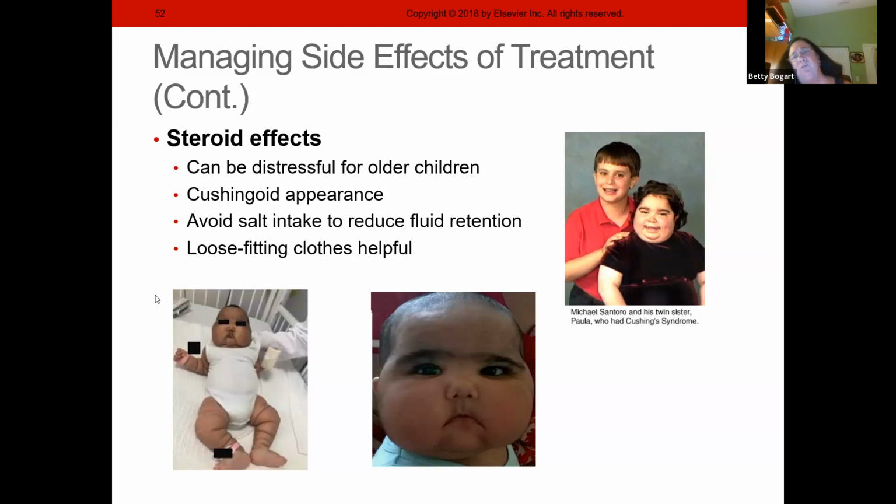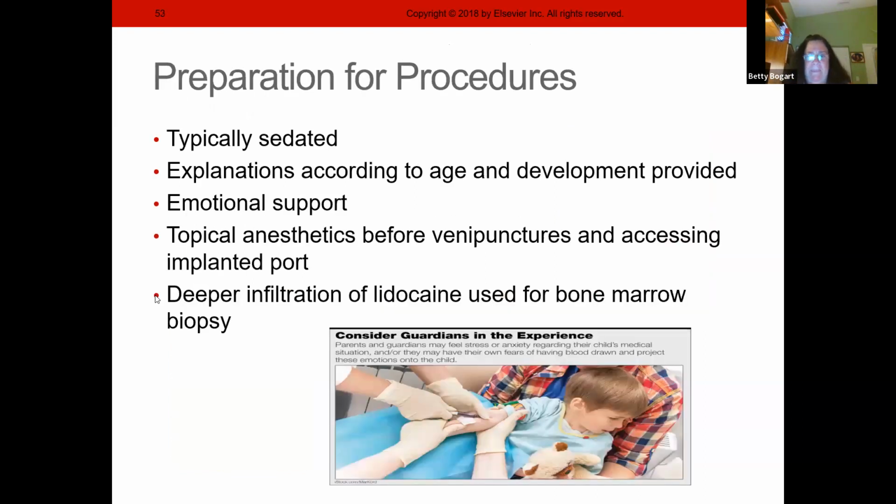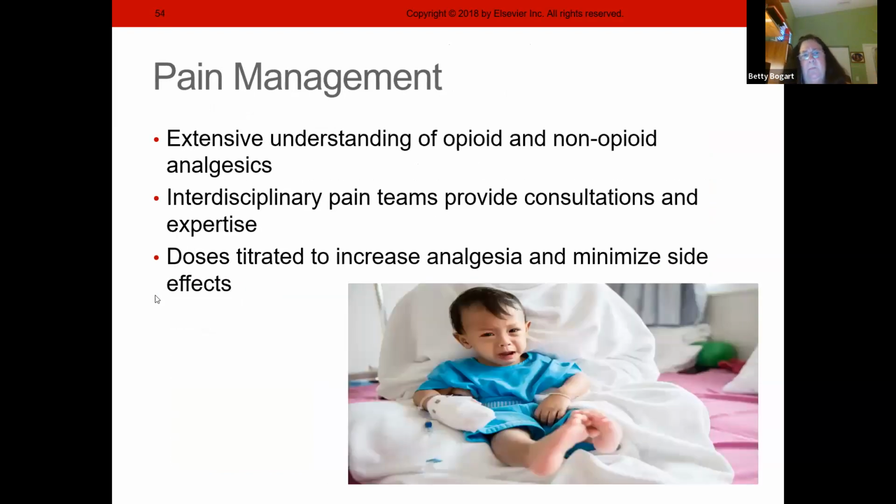So making sure they're comfortable, especially the older kids, make sure that for their gowns, you get a bigger size. They don't want it tight on them. You know how you pull when your shirt's too tight? Well, if a gown's too tight, they're just going to feel self-conscious. Adolescence, body image, you don't want that to happen. Again, getting them prepared for procedures. As I said, it's usually sedated, using those local anesthetics, and make sure we go deeper as we go in, and it does help.